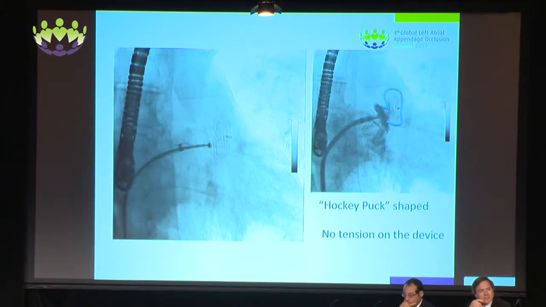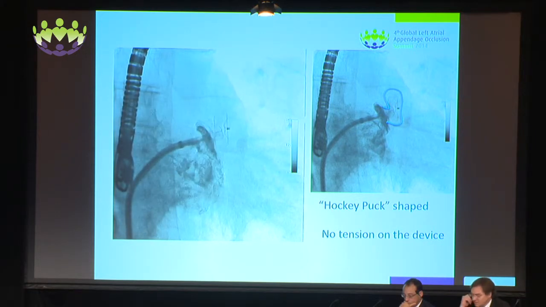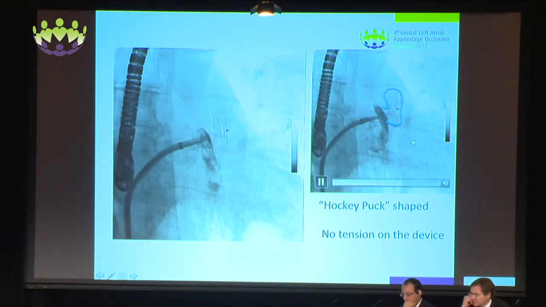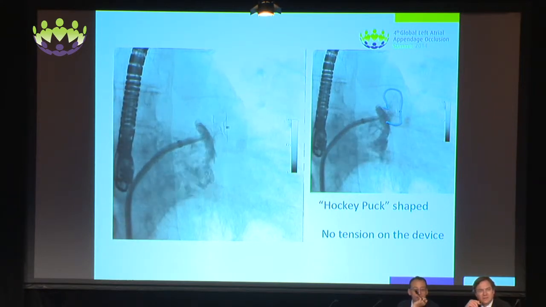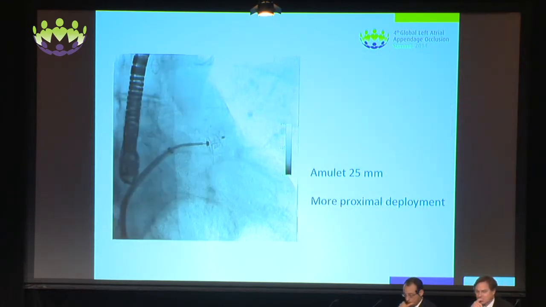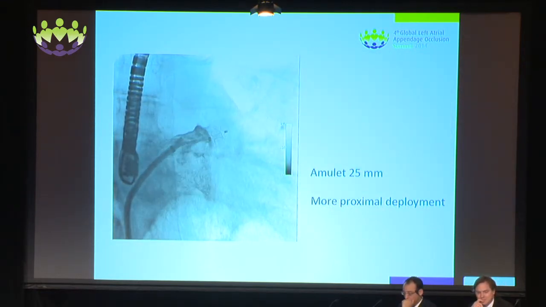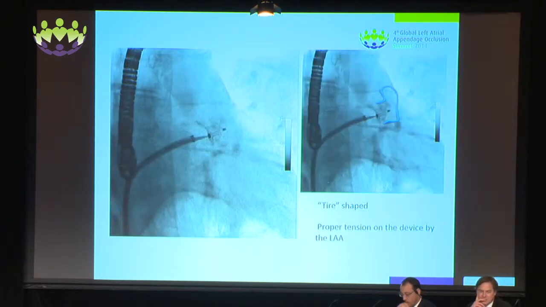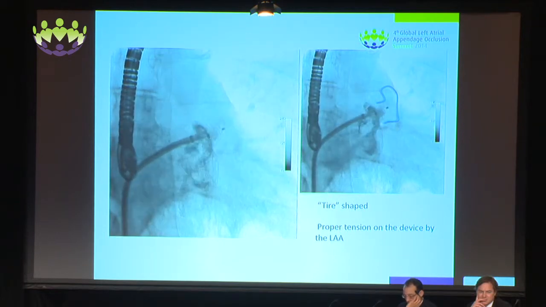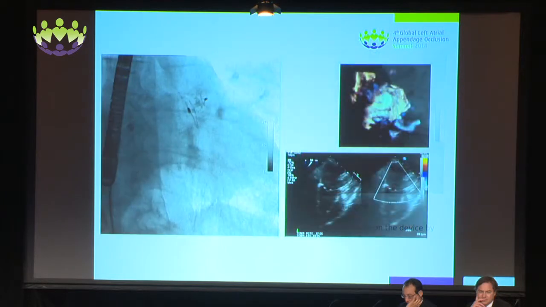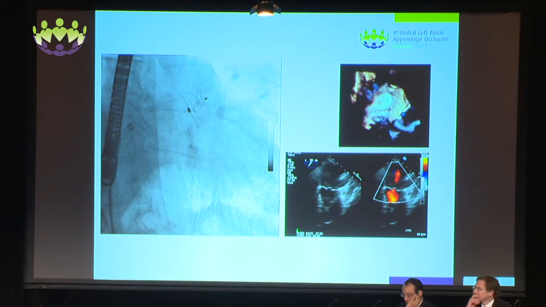Initially, we deployed the lobe of the device in the distal part. You can see that it's inside the chicken wing. So there was no tension on the device. We can see the hockey puck shape. So we decided to deploy the device more proximal, and now you can see that the shape has changed. Now we have a tire shape, and we can see that there's tension on the device. So we decided to release the device at that position, with a good result in angio and also in echo.